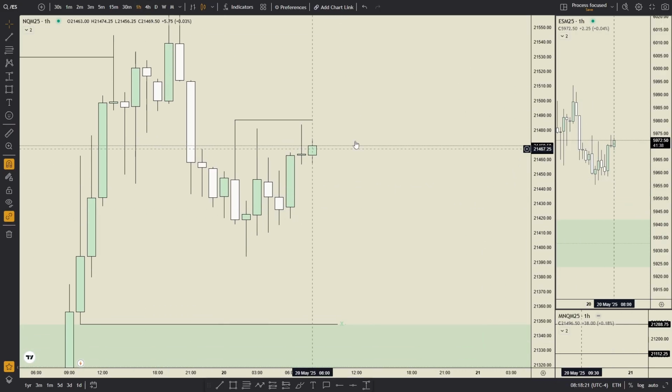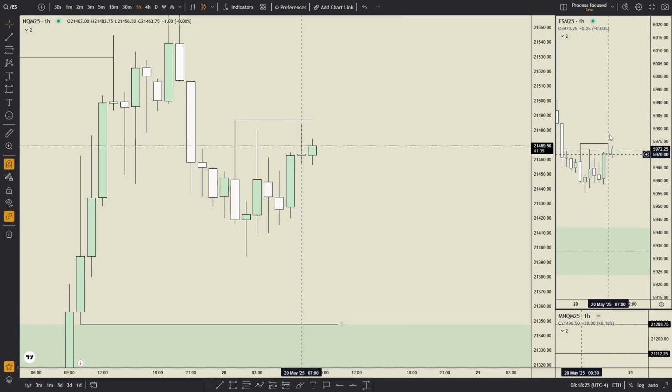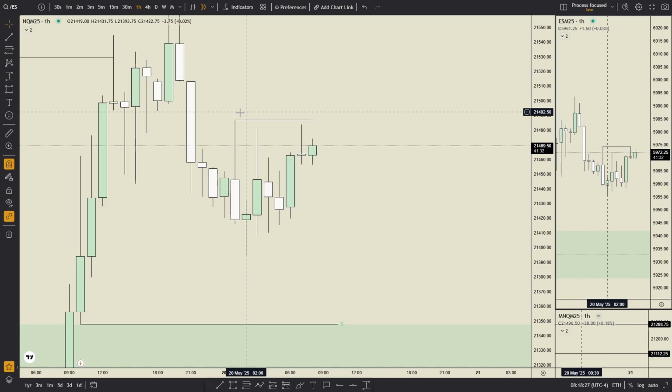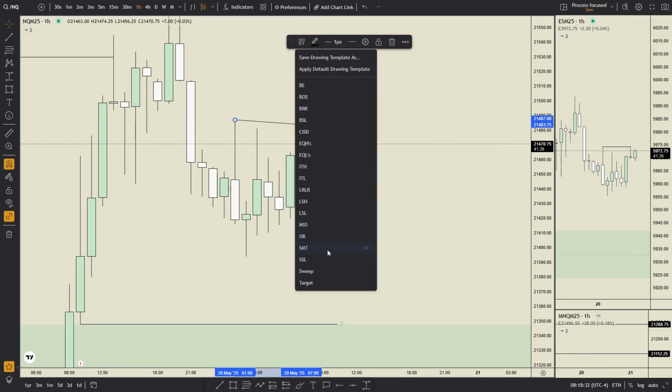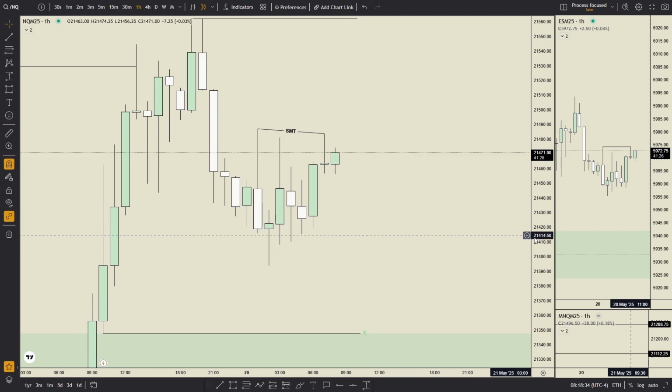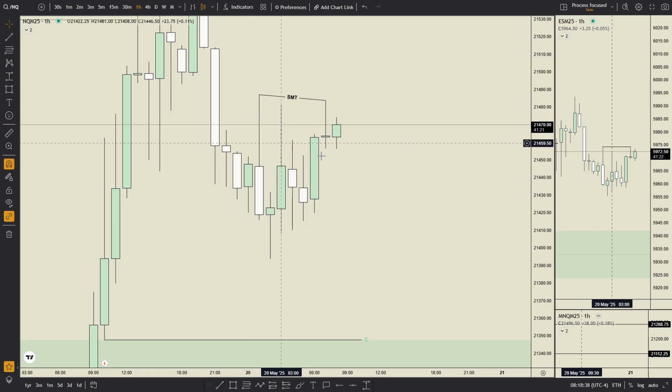Now I'm going to be marking up the same highs on ES, and one thing I've noticed is ES has taken out this hourly intermediate term high inside of this fair value gap. So this now has a bearish SMT, which is really good for shorts. SMT inside our hourly fair value gap.